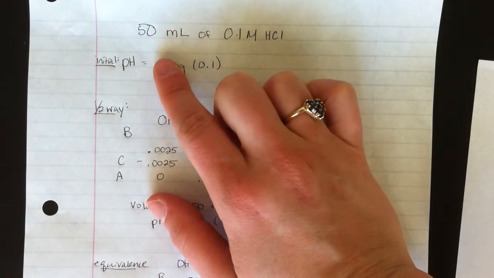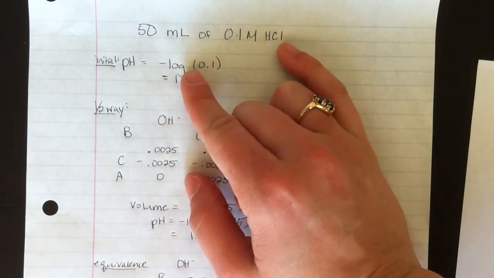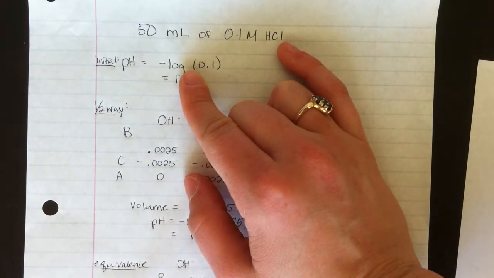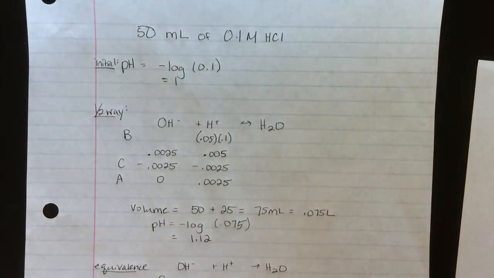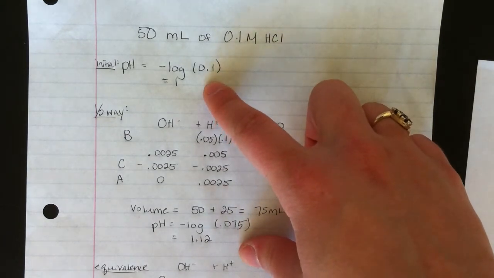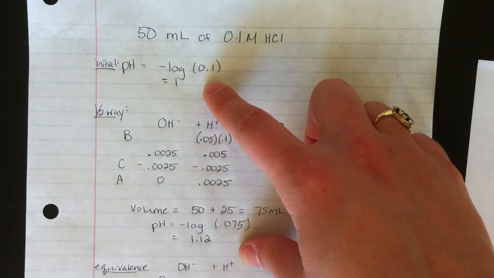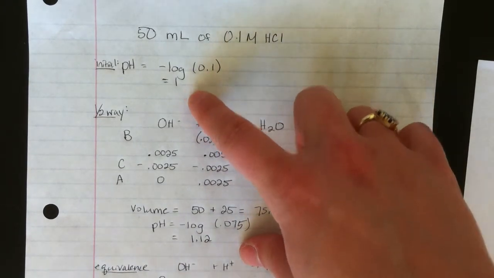Okay, so the last titration curve that we need to do is the 50 milliliters of hydrochloric acid with 0.1 molar, so the same molarity of sodium hydroxide. So the initial pH, since it's hydrochloric, which is strong, we can just assume that all of the H dissociates, so we just take the negative log of the concentration, which means my initial pH is 1.